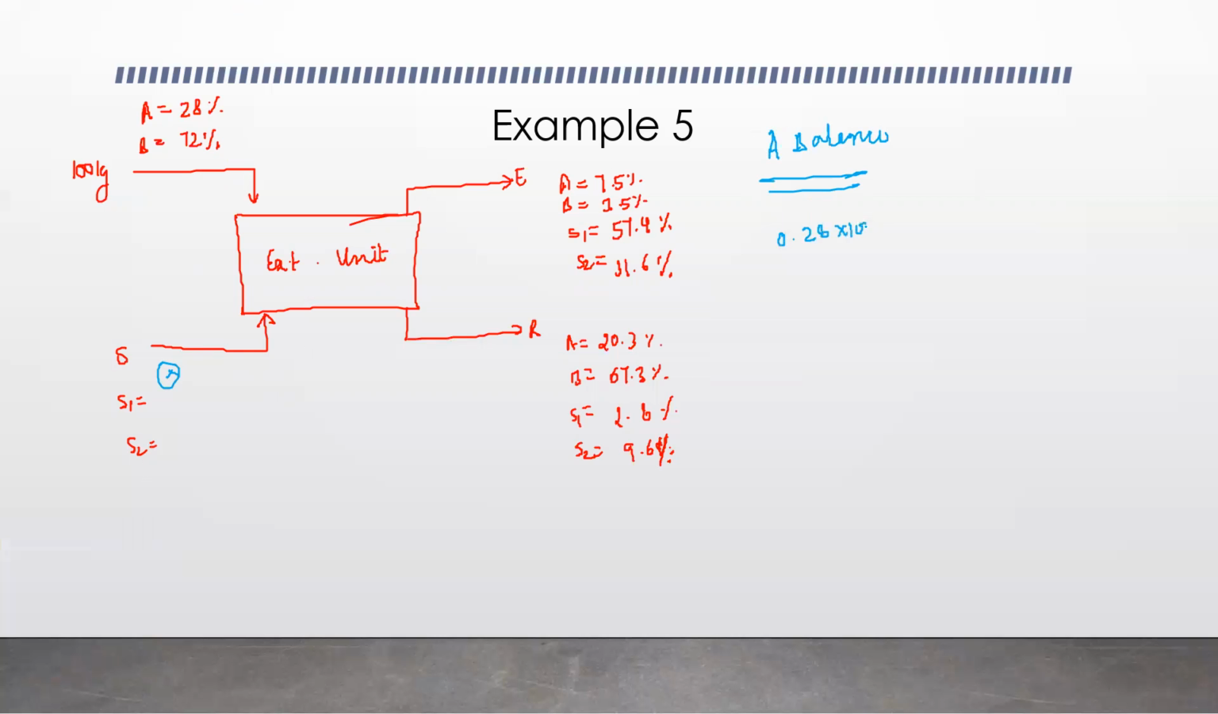The A balance equation is going to be 0.28 into 100 is equal to 0.075 E, that is A in the upper layer, plus 0.203 into R, that is A in the lower layer. So you get 0.075 E plus 0.203 R is equal to 28. That is your equation number 1. Then we are going to form the B balance equation.